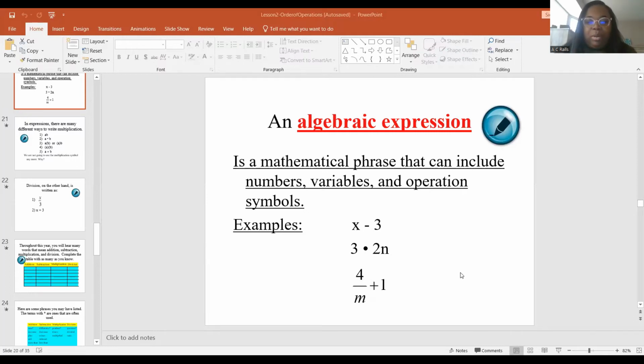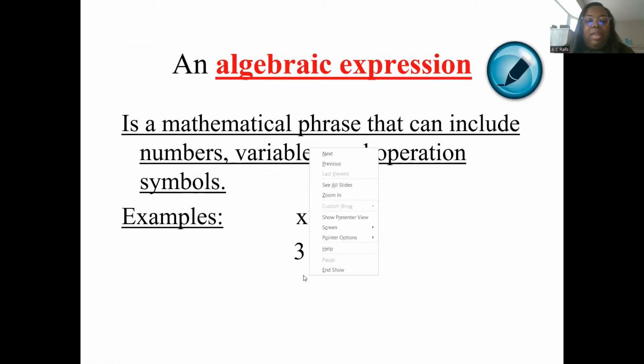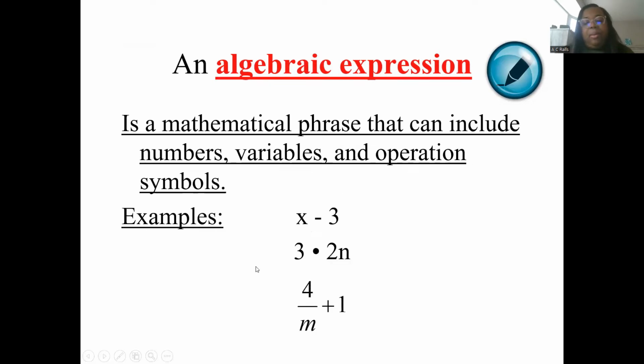What is an algebraic expression? That is a mathematical phrase that can include numbers, variables, symbols, and operations. So in this case, we have x minus 3. The reason why this is an expression, number one, is that it does not have an equal sign. And then you also have here 3 times 2n. You could say that in a different way. And then we have 4 divided by m plus 1. And these are all algebraic expressions.